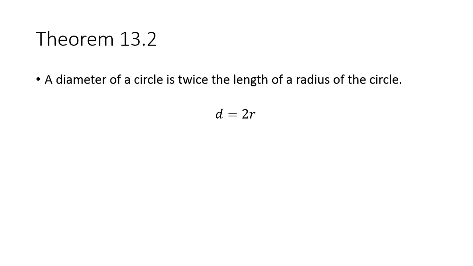The second one is that the diameter of a circle is always twice the radius, or the equation d equals 2r. So the diameter will always be twice the radius, or if you want to think of it the other way, the radius is always half the diameter. So the other equation you could have is that r is equal to d over 2. So the radius is always half the diameter, or the diameter is always twice the radius.